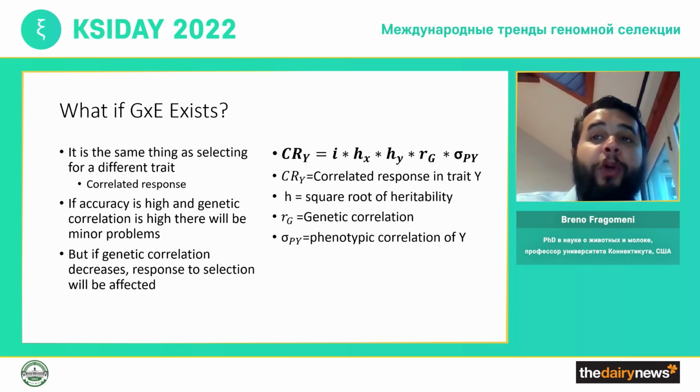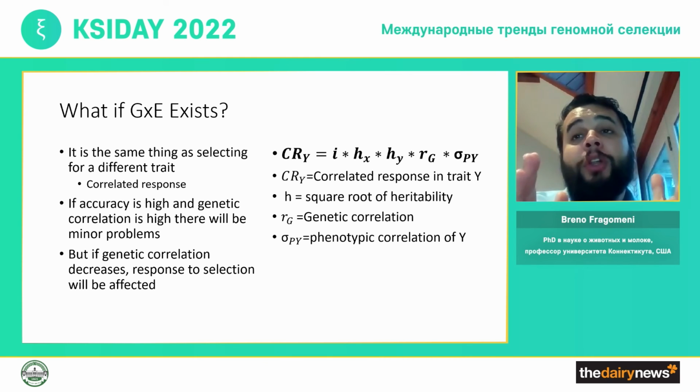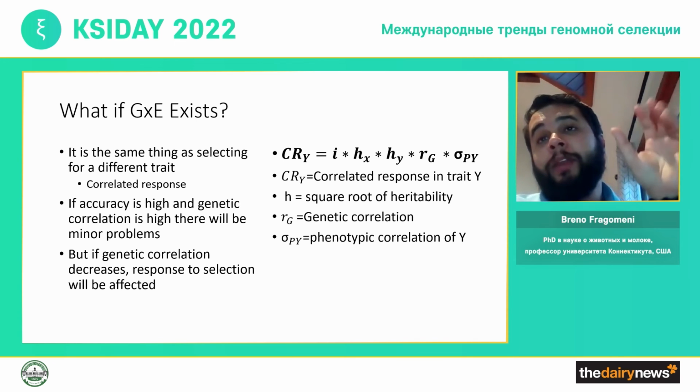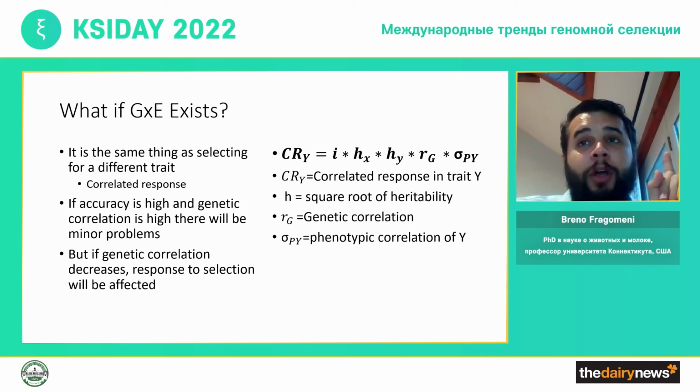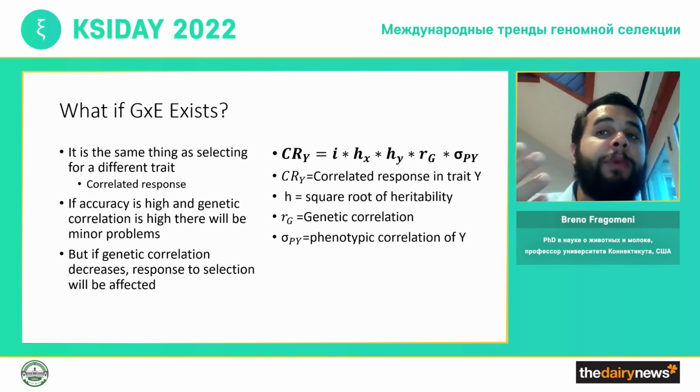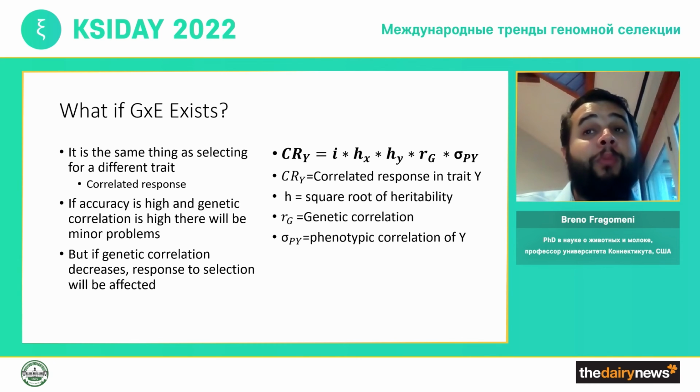What if G by E exists? We can rewrite that same formula as before, but now instead of using just the accuracy, we transform that formula to include the genetic correlation. So how much gain is expected for a given trait if we select on the other trait? The two main things here are the genetic correlation and the accuracy. If the accuracy is very high and genetic correlation is high, genetic gain is going to be consistent across environments. But if genetic correlation decreases, then it doesn't matter if the accuracy is high, we're going to start losing information.